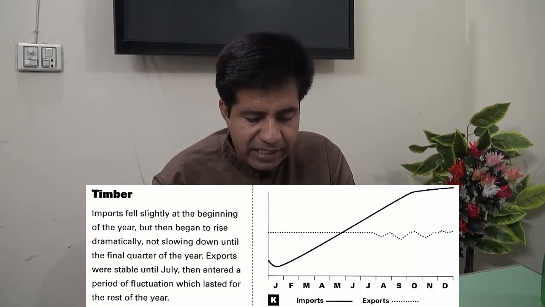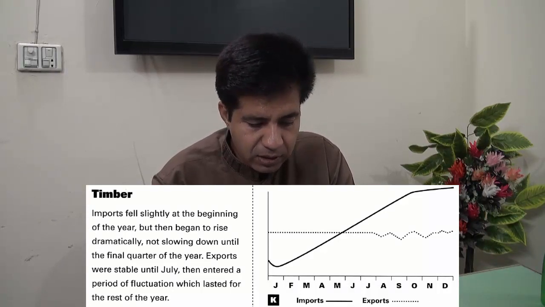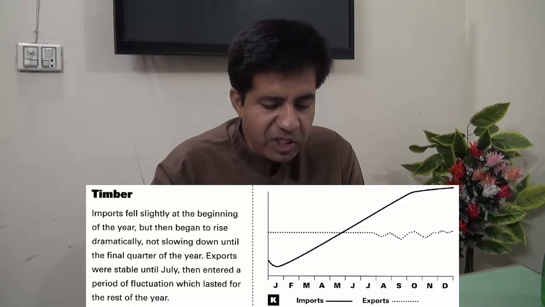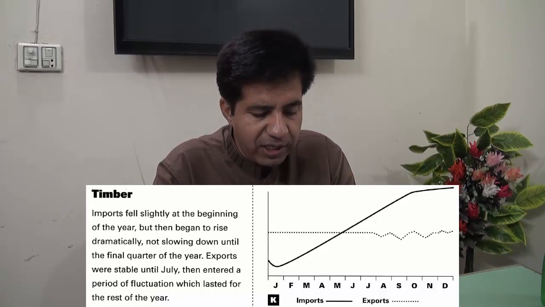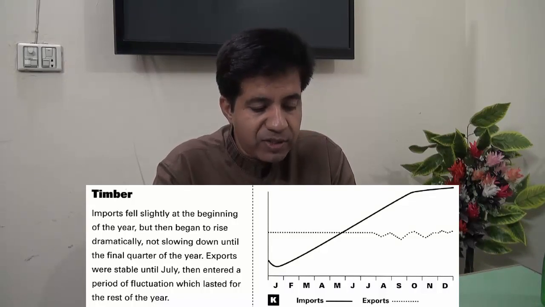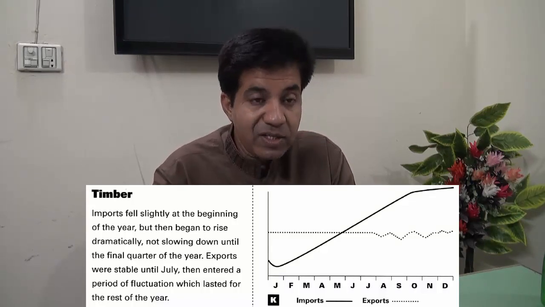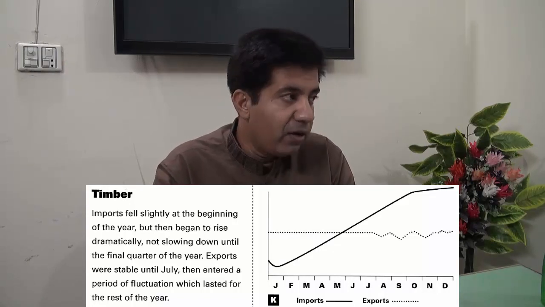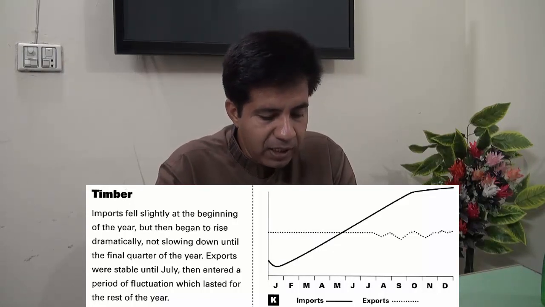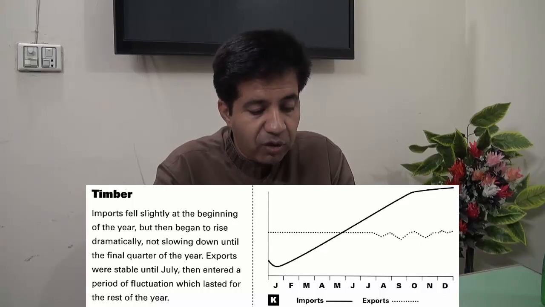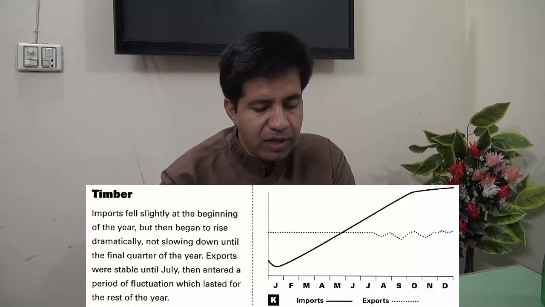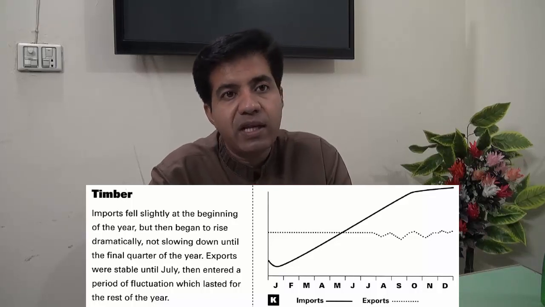Imports fell slightly. You can see imports fell slightly in the beginning, at the beginning of the year, right. Imports fell slightly at the beginning of the year, but then began to rise dramatically, and then there is a comma. Sharply, why not? You can say swiftly, sharply. Not slowing down until the final quarter of the year. Final quarter means the last 3 months.